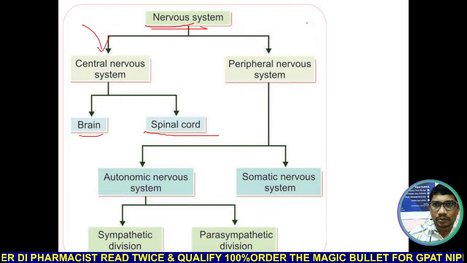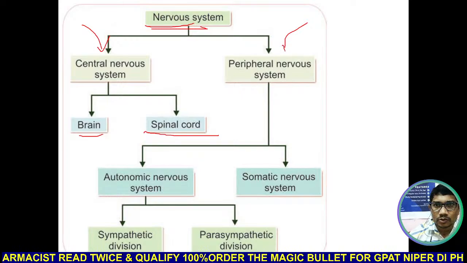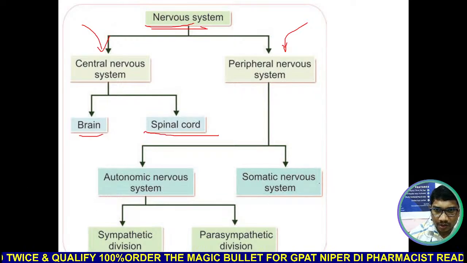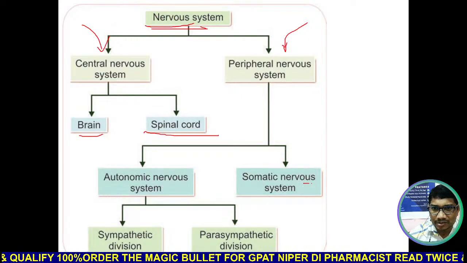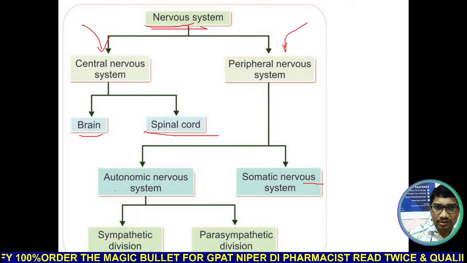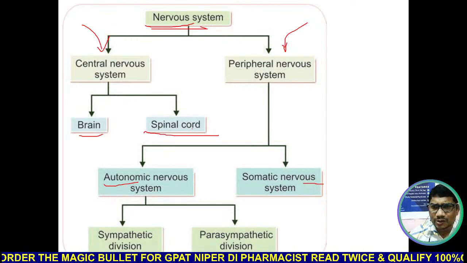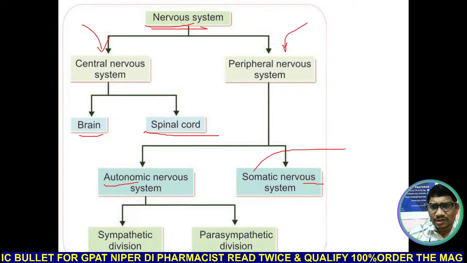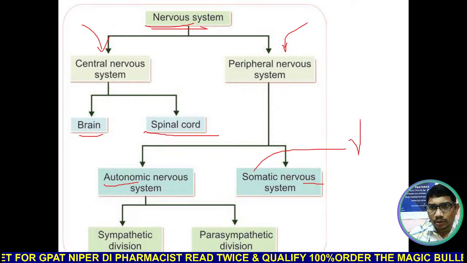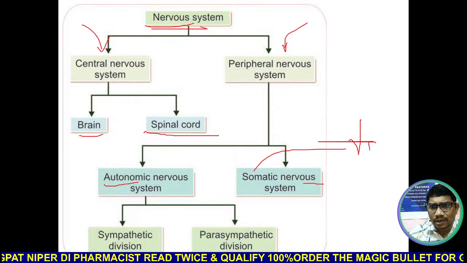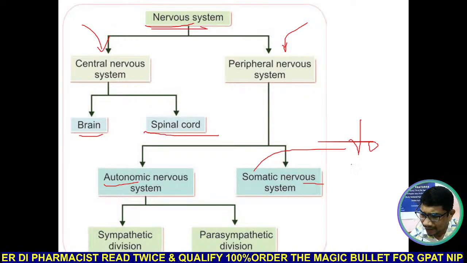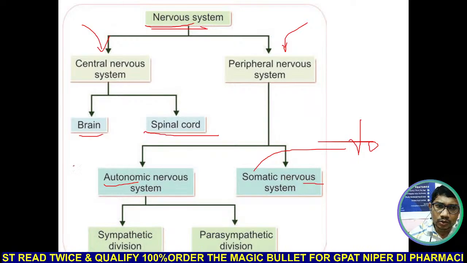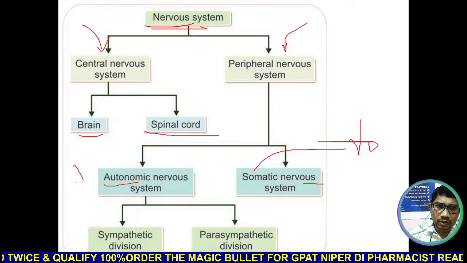And then peripheral nervous system known as PNS. In that you have somatic nerves and autonomic nerves. You have somatic nervous system and autonomic nervous system. So what do you mean by somatic nervous system? Somatic nervous system मतलब under the voluntary control. And what do you mean by autonomic nervous system? Which is under involuntary control, it is not voluntary.